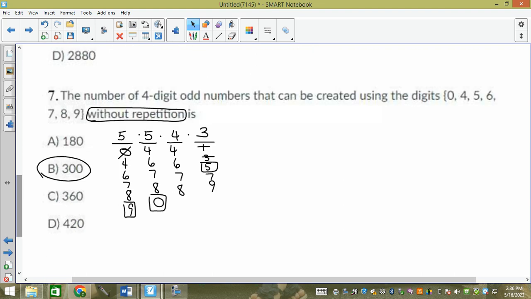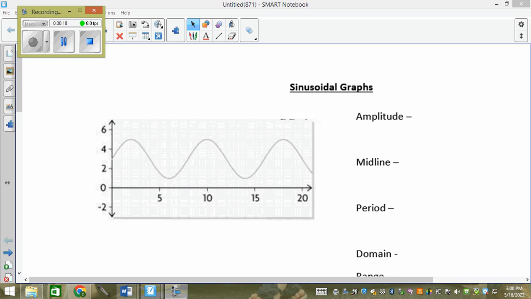Okay, the back side we are going to go through, the rest of this we're going to go through tomorrow. We're going to go through some sinusoidal now. We talked about amplitude, period, midline, max, mins, domain, and range yesterday off an equation, right? Off an equation we did D plus amplitude, D minus amplitude, and it got us our max and mins.